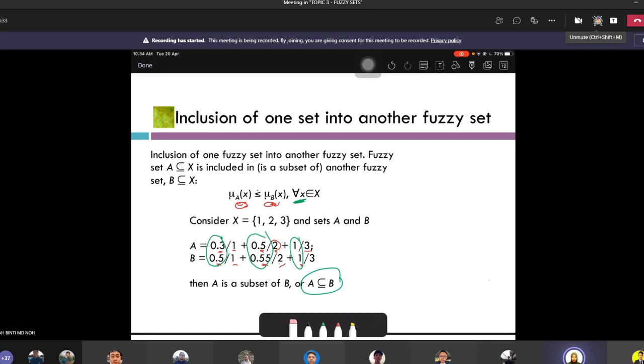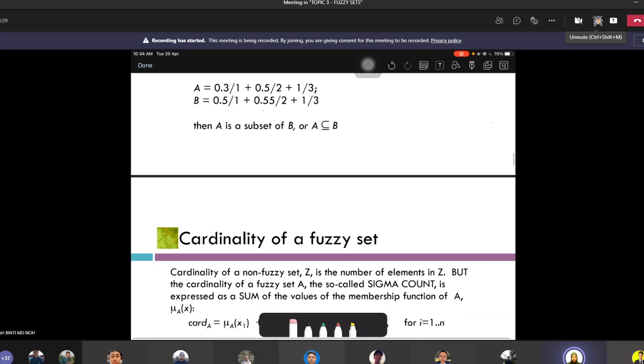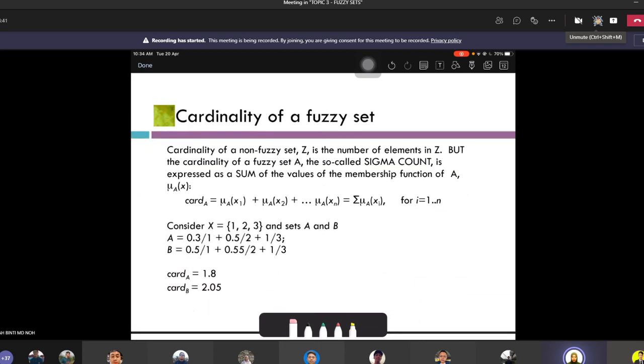Alright. Okay, saya kena padam dulu, nanti dia lekat dekat saya punya slide. Alright. Clear about subset, inclusion. Now we go on to cardinality.